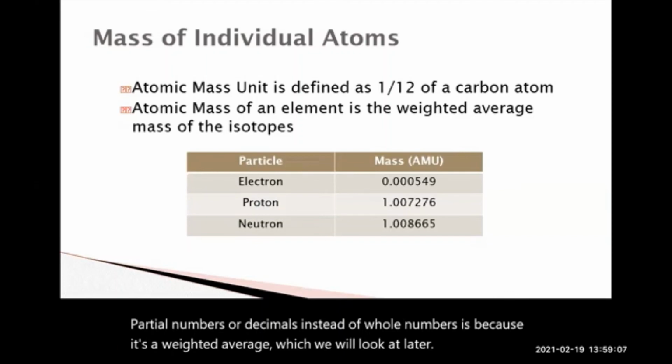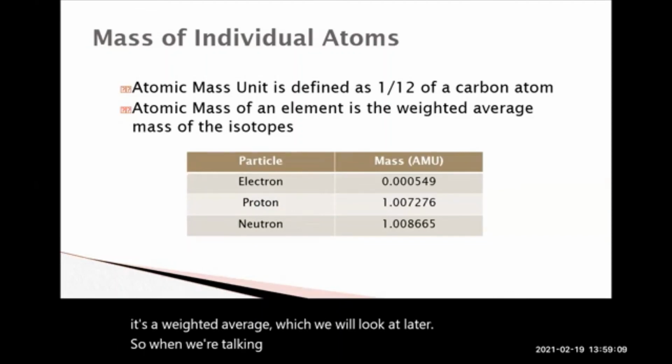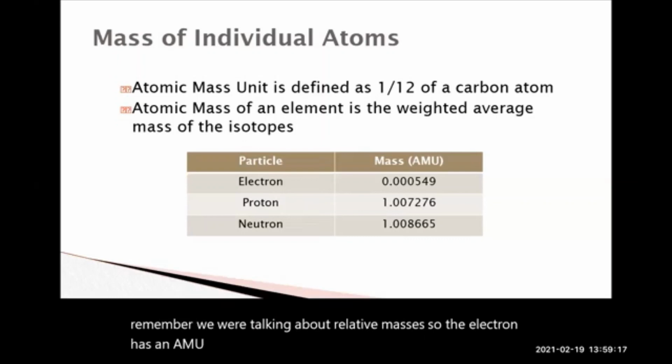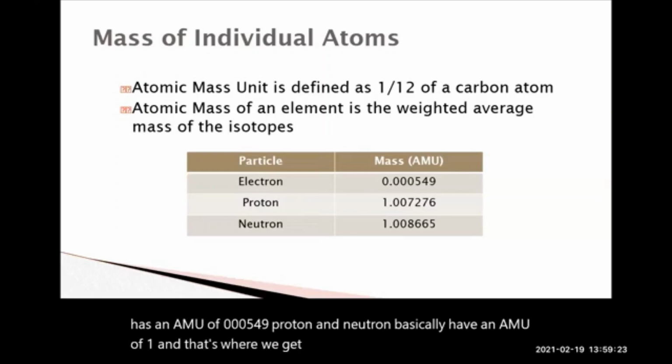So when we're talking about what AMU actually stands for, remember we were talking about relative masses. The electron has an AMU of 0.00549. Proton and neutron basically have an AMU of 1, and that's where we get the relative masses from. And that's, in a nutshell, the basics of isotopes.